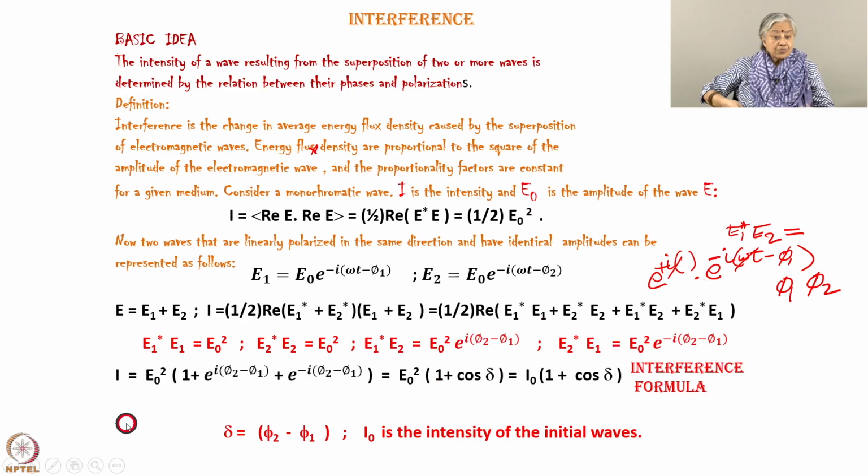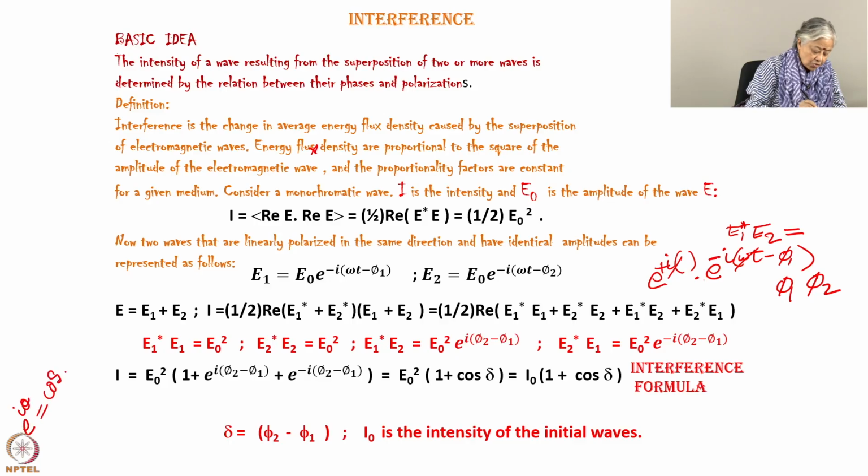So, what will be my intensity? Intensity will be this, I will just plug all these things in here in this equation. I just push in all these equations here, and it works out to be E0 square 1 plus cos delta. Cos delta, because I have just expanded this by the Euler's equation and identity, which is e to the power I theta can be written in terms of cos and sine.